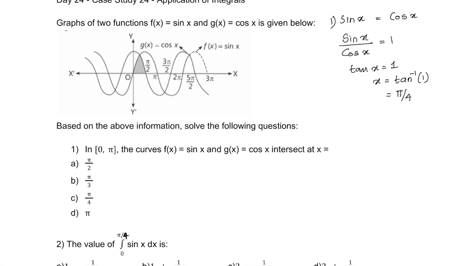So that means sin x equal to cos x. Sin x by cos x equal to 1. That is tan x equal to 1. x is equal to tan inverse of 1, which is pi by 4. So the answer is C.